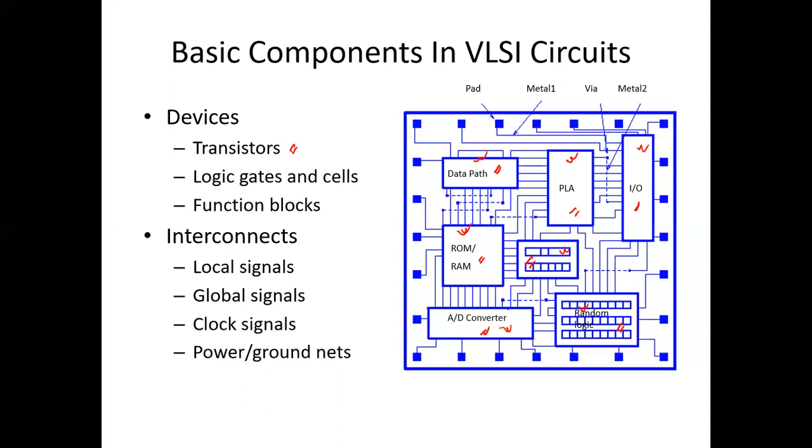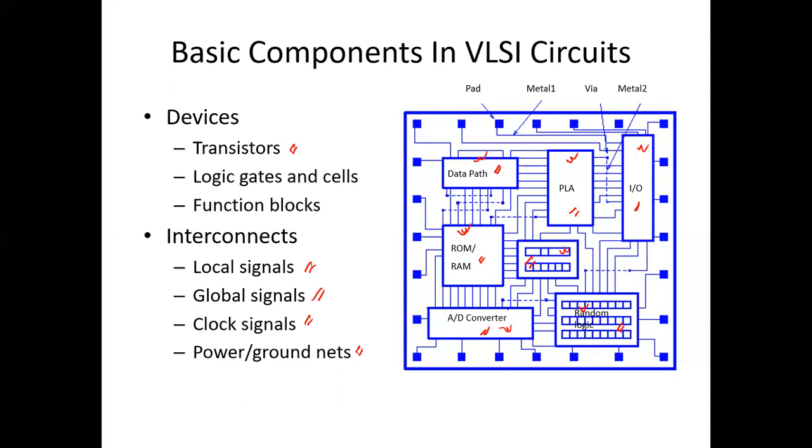Here we are considering different types of interconnection. The first one is the local signal. Then the global signal. After that, we are considering the clock signal. And finally, the device actually works through the power and ground nets, meaning the wires.